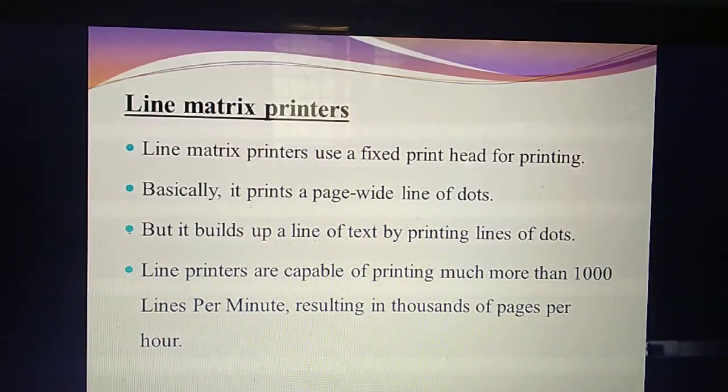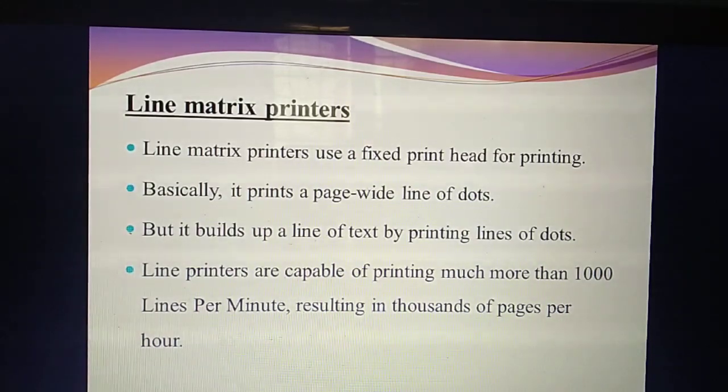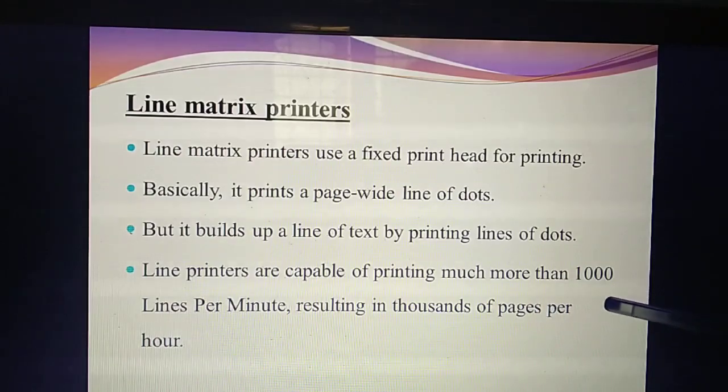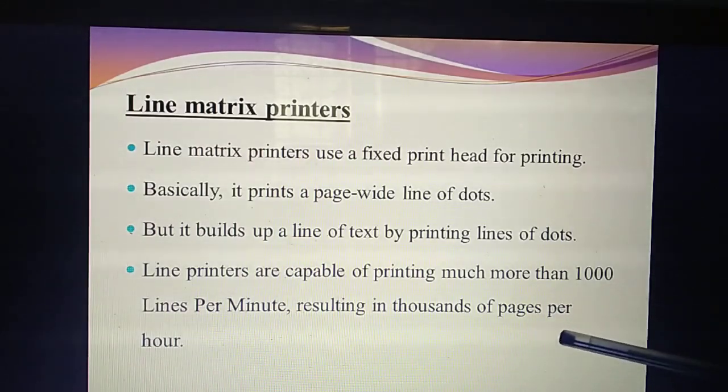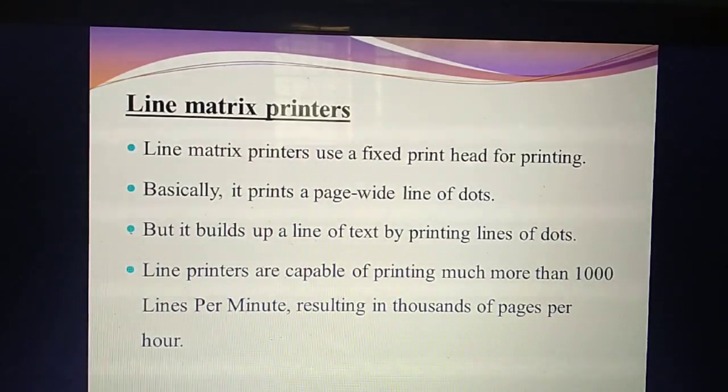Here it can print more than 1000 lines per minute. But in a dot matrix printer, as you have studied, only one line can be printed at a time. Here the printing speed is 1000 lines per minute. That's the difference between dot matrix and line matrix. Line matrix printers can print 1000 lines per minute, which is 1000 pages per hour. Understand? So what are the things? Here a fixed print head is there, and there a fixed number of wires.